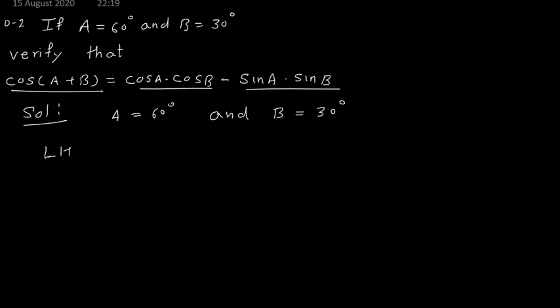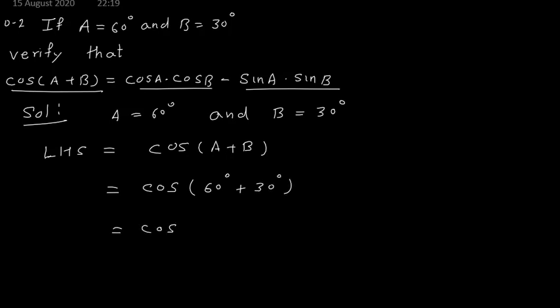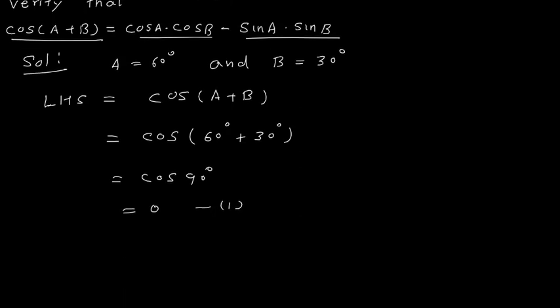Now my left hand side is equal to cos of a plus b. So cos of a plus b is cos of 60 degree plus 30 degree. This gives me cos of 90 degree, and cos 90 is 0. So the left hand side becomes 0. Now the right hand side, RHS.